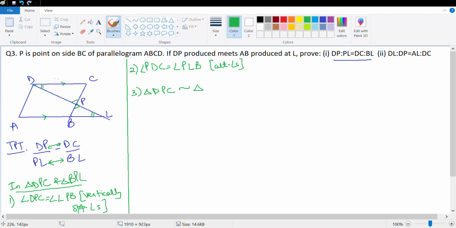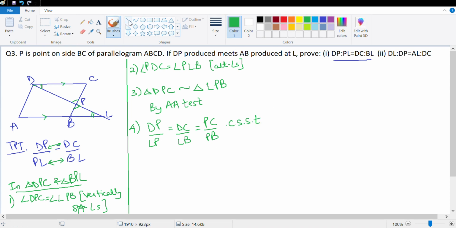Let's look at similarity. So correspondence is D with L, P corresponds with P, and that leaves B. So this is by AA test, which means we can write the sides in proportion: DP upon LP is equal to DC upon LB is equal to PC upon PB. This is corresponding sides of similar triangles are in proportion.